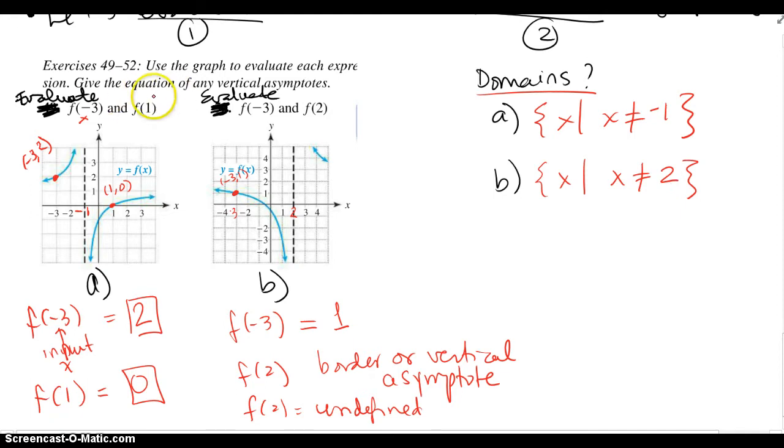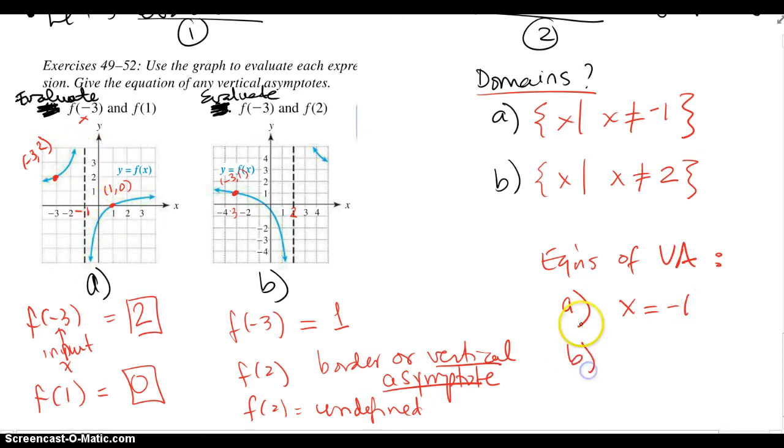Now, equations of vertical asymptotes, which is what the problem asks for, I'll call them VA for vertical asymptotes. The equation of the vertical asymptote, well, for the first one, it's just this vertical line going through -1, so x equals -1 is the vertical line equation. Part B, it's a vertical line going through 2, so x equals 2 is the vertical line equation. So if it just says give the equations, all you're doing is putting x equals whatever the dashed line goes through.